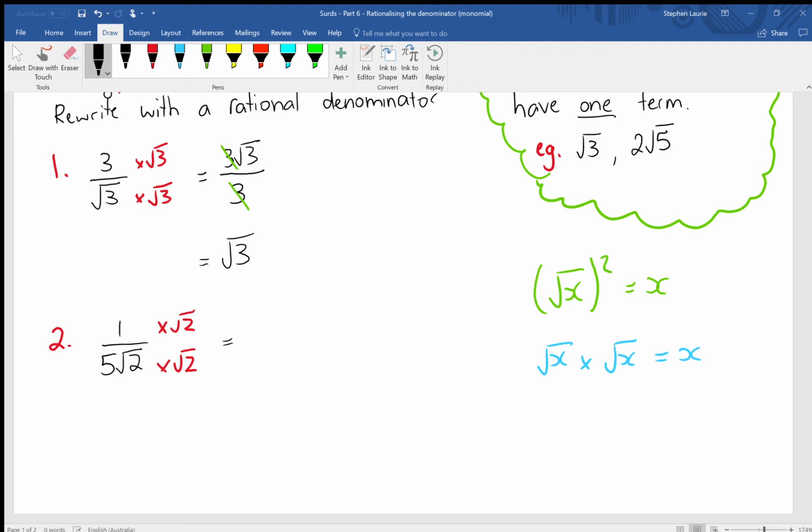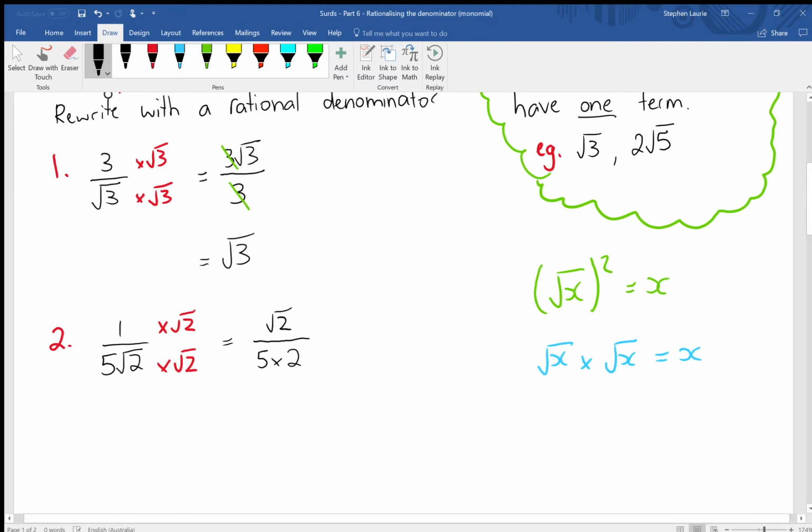So, what do we get? Why did we times by the square root of 2? Well, root 2 times root 2 is just 2. So on the bottom, we have 5 times 2. And on the top, we have one lot of root 2, which is root 2. And simplifying that denominator, we get root 2 on 10.